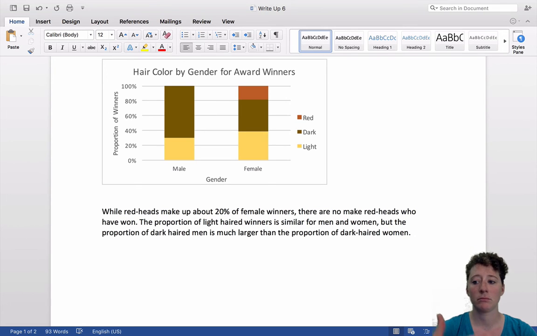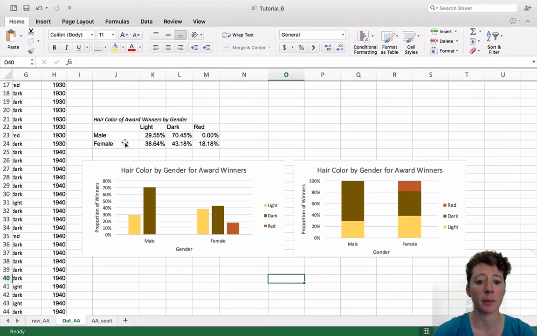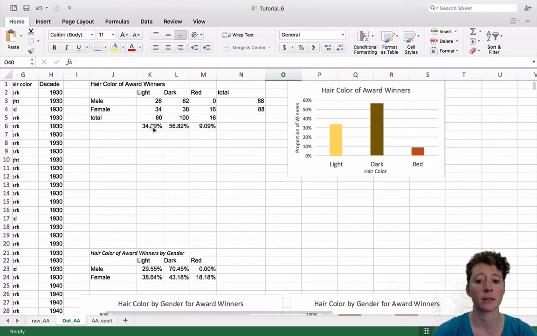But wait, I've just jumped right into my multivariate relationship without saying anything about main effects. We already know that there's an equal number of male and female winners in the population, but what about in hair color? We can add a sentence or two about that. Instead of breaking it up by male and female, I can just look at the proportions within the whole population. So it looks like there's a larger proportion of dark-haired winners than light-haired winners, and there's very few red-haired winners. So let's say something about that.